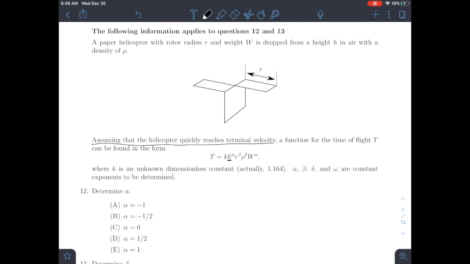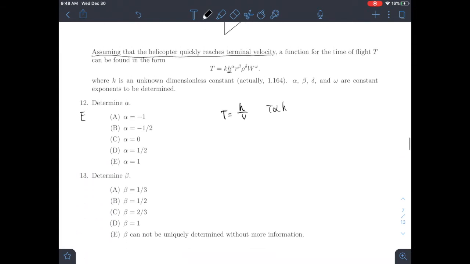So first, let's look at number 12, determining alpha. We know that the helicopter quickly reaches terminal velocity, which means the time of flight is approximately equal to h over v, which is directly proportional to h, so we know that alpha is equal to 1 in this expression.